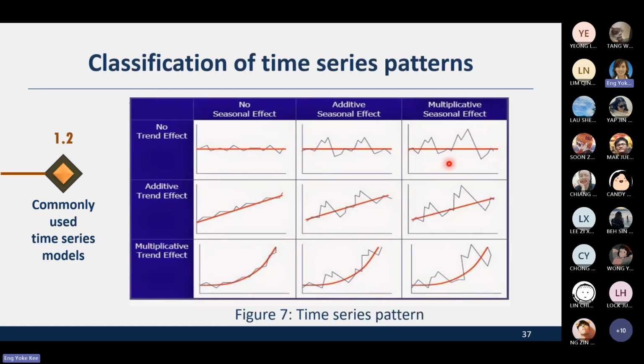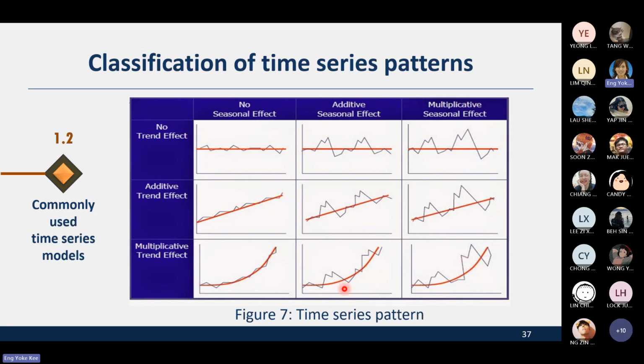Let's look at this. These are several types of commonly seen patterns. Let's pick one. What do you see? You see a clear upward trending pattern. You see the fluctuations, and most importantly, you see that these fluctuations are getting bigger and bigger over time. Therefore a multiplicative model will be more relevant to describe this pattern.